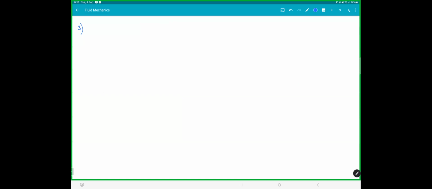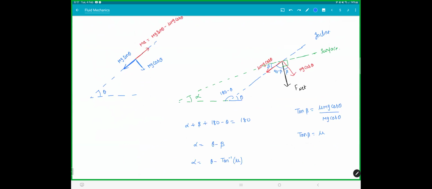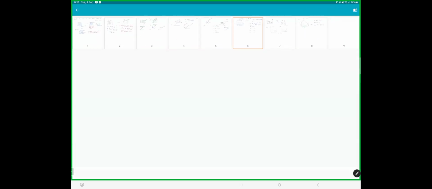The small things. Till now I just taught only one concept: that if you have a liquid, the net force will always be perpendicular to the surface. That's it. I didn't teach you anything else. And the net force is what? You take all the forces, draw the pseudo force and everything, and find the net force and finish it off. And let's see.